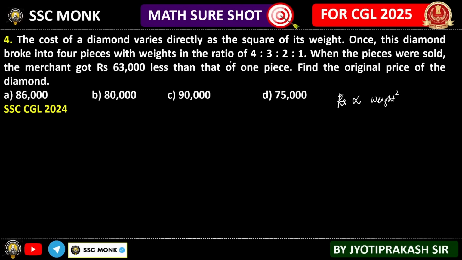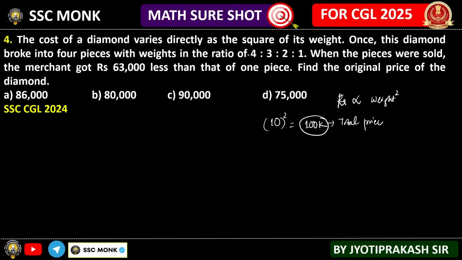Now see. 4, 3, 2, 1. Total how much? 4, 3 is 7, plus 2 is 9, plus 1 is 10. So let's say the total weight was 10. Total weight 10 means what? Total amount was directly proportional to 10 square. That means 100 and a constant K. So this was the total price.